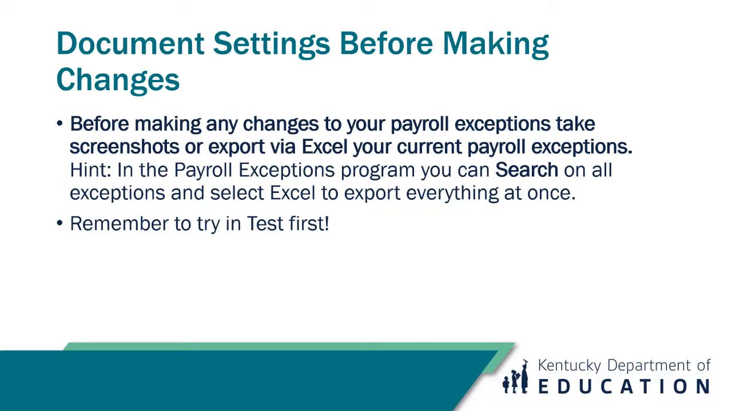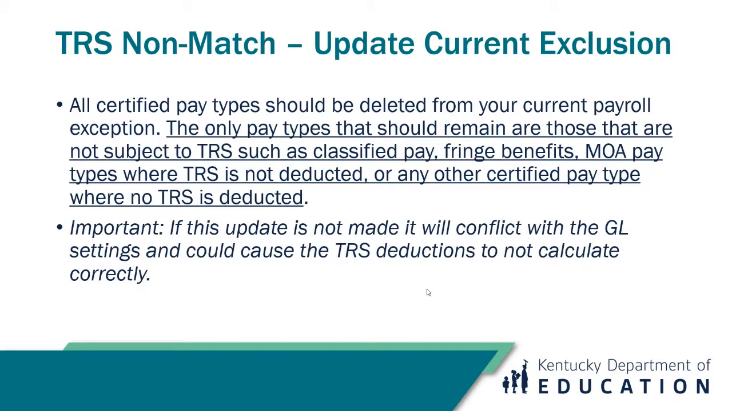So a little reminder, before you make any changes, please, of course, do this in your trainer test environment first. Take screenshots, or you can export via Excel all your current payroll exceptions. You go to that program, select search on all exceptions, select Excel, and it'll export everything to Excel, including all your exceptions, just not the ones for TRS. So you can go ahead and save those off before you make changes.